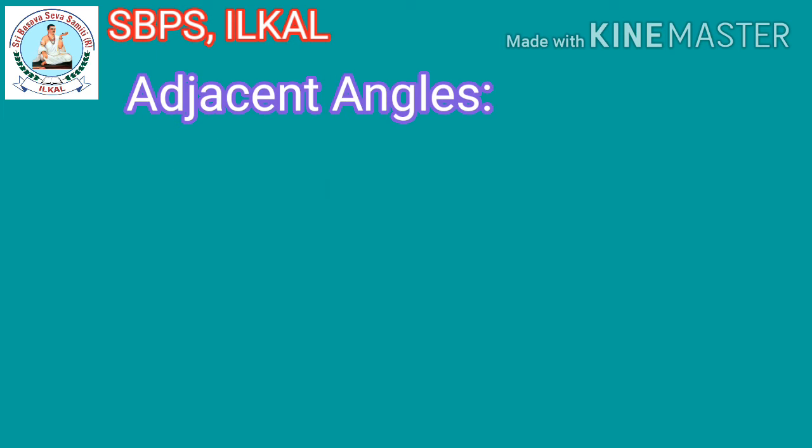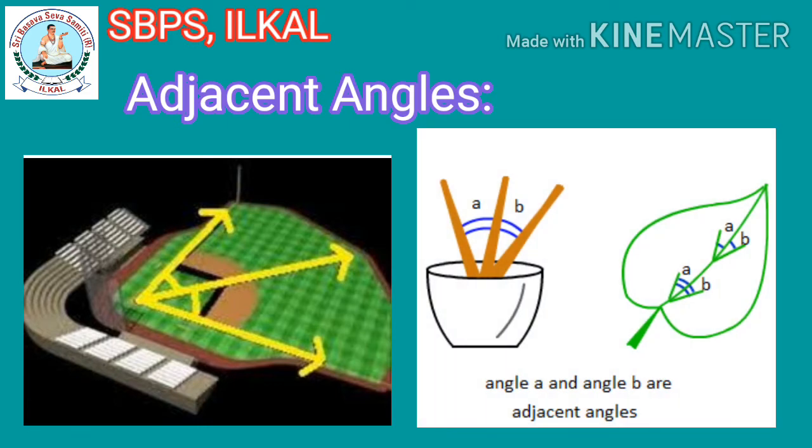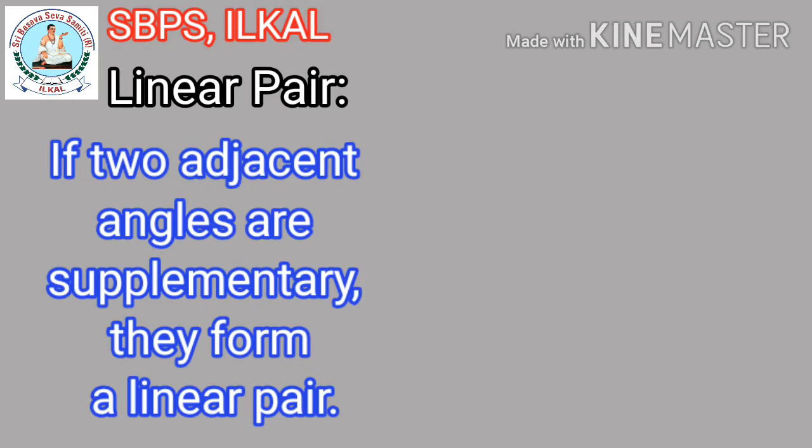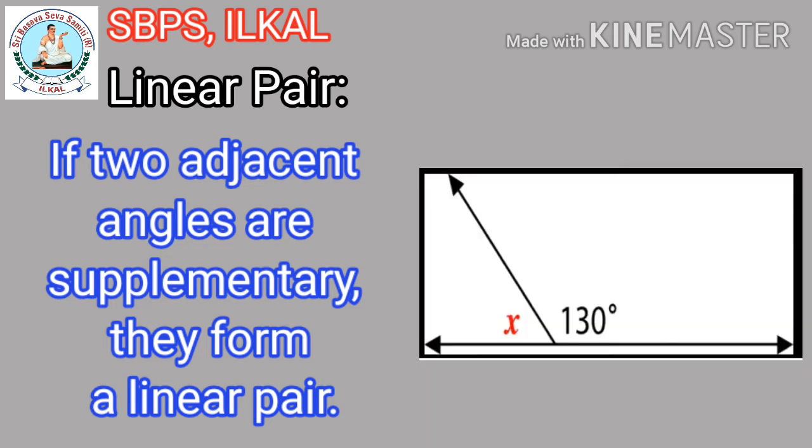Some more examples I have given, children, for you to understand about adjacent angles. These are all real life examples for adjacent angles. The next word is linear pair. If two adjacent angles are supplementary, they form a linear pair. Observe one example here, children. x plus 130 degree is equal to 180 degree. What is the value of x?